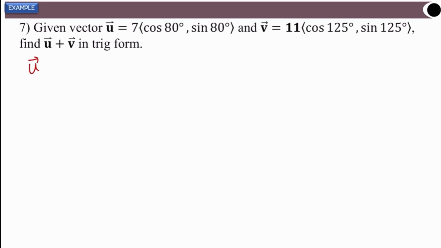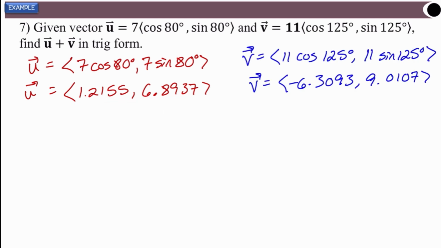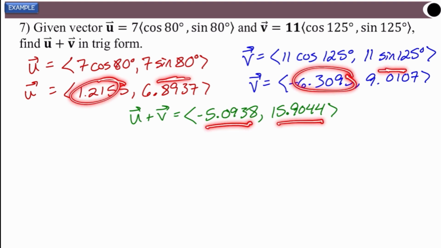To find the component form of vector u, that's going to be 7 times the cosine of 80 degrees, comma, 7 times the sine of 80 degrees. So that works out to be 1.215, comma, 6.8937. I just used my calculator to get those numbers. Now I'm going to do the same thing for vector v. All right, and those components are negative 6.3093, comma, 9.0107. Again, I just used my calculator to get those decimals. Now I need to add the two vectors, and I have negative 5.0938, comma, 15.904. I simply added the horizontal components, and then I also added the vertical components.